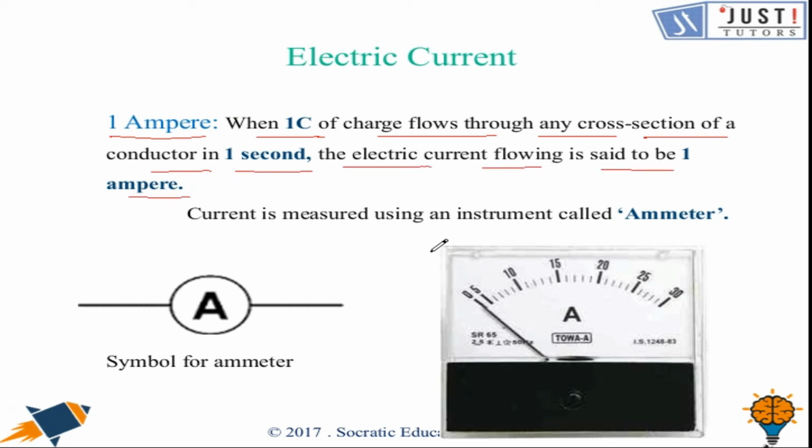The apparatus or instrument used to measure electric current is known as an ammeter. Since the electric current passes through the ammeter, it should have very low resistance, so it may not change the value of the current flowing in the circuit. This is the symbol for ammeter used while drawing circuit diagrams.